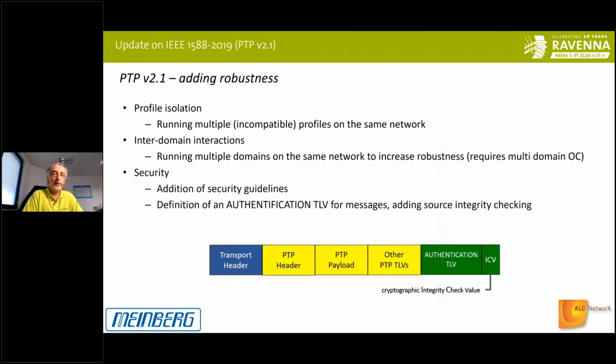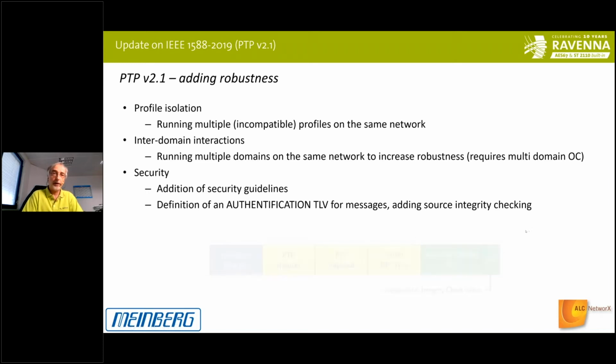For security, the standard adds authentication TLVs, type length values for messages, adding source integrity checking. So a slave device can now see if the message being received is actually originating from the regular master clock, or if it has been an inserted fraudulent PTP message.